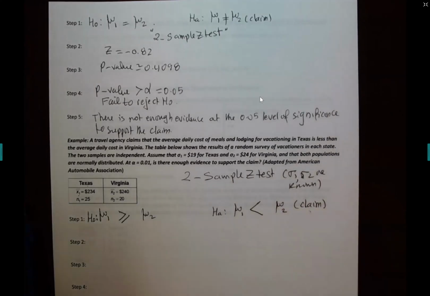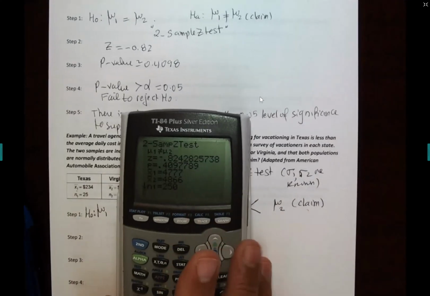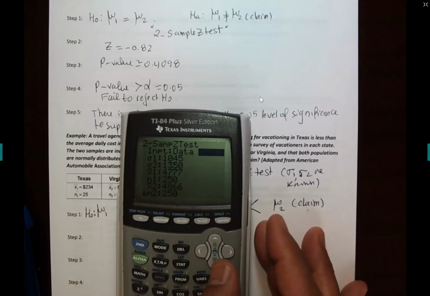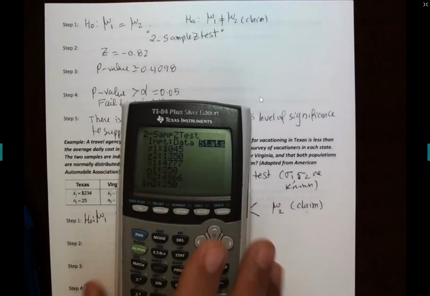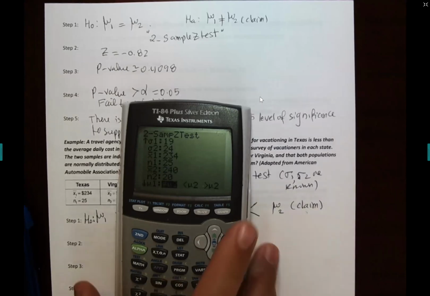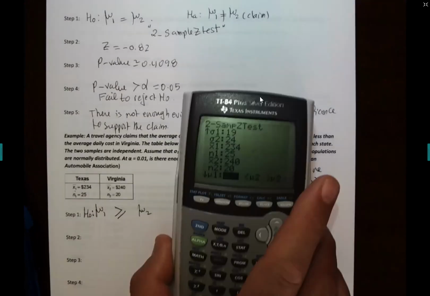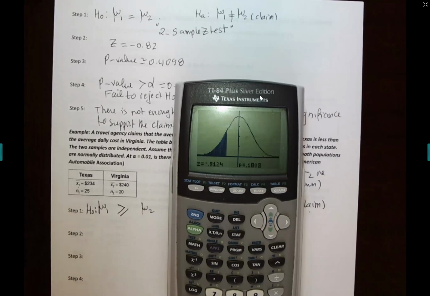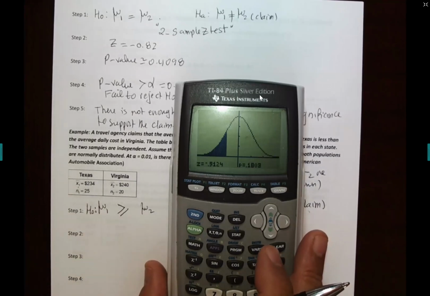All right, so let's run the test. Stat. Okay, sigma 1 is 19. Sigma 2 is 24. X1 bar, now I'm going to start taking the data, 234. N1 is 25. 240. N2 is 20. And now you choose the alternative hypothesis. And this is it, guys, less than. Choose this one. Bingo. And let's do a draw here. It's a left-tail test, so if there is a p-value, you'll see it on the left. Okay, so I got z is negative 0.91 and the p-value 0.1808.